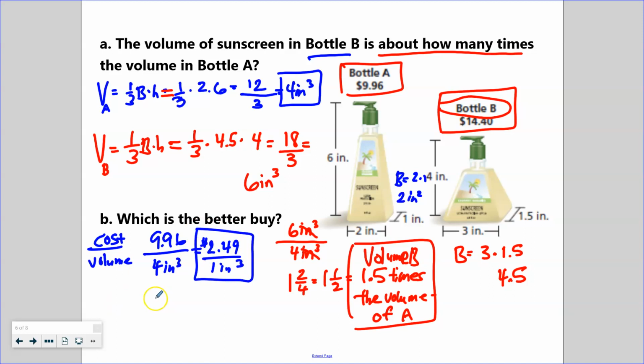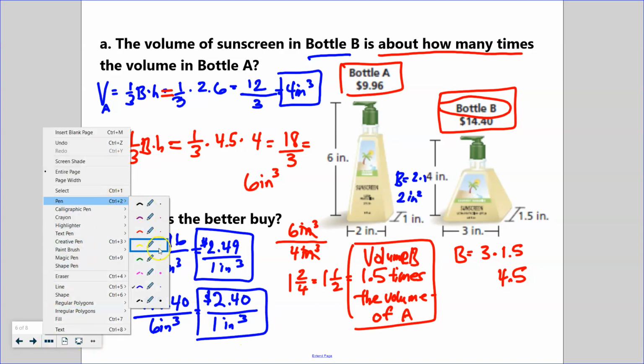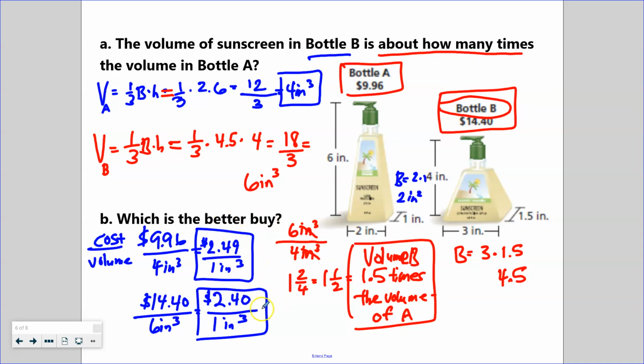And then we would have $14.40. I guess I shouldn't forget units. Over 6 inches cubed. And so I'd say 1440 divided by 6 equals $2.40 per 1 cubic inch. So which one would be our winner? What's the better deal? We would say that this one is a better deal, because it's 9 cents cheaper per 1 cubic inch.